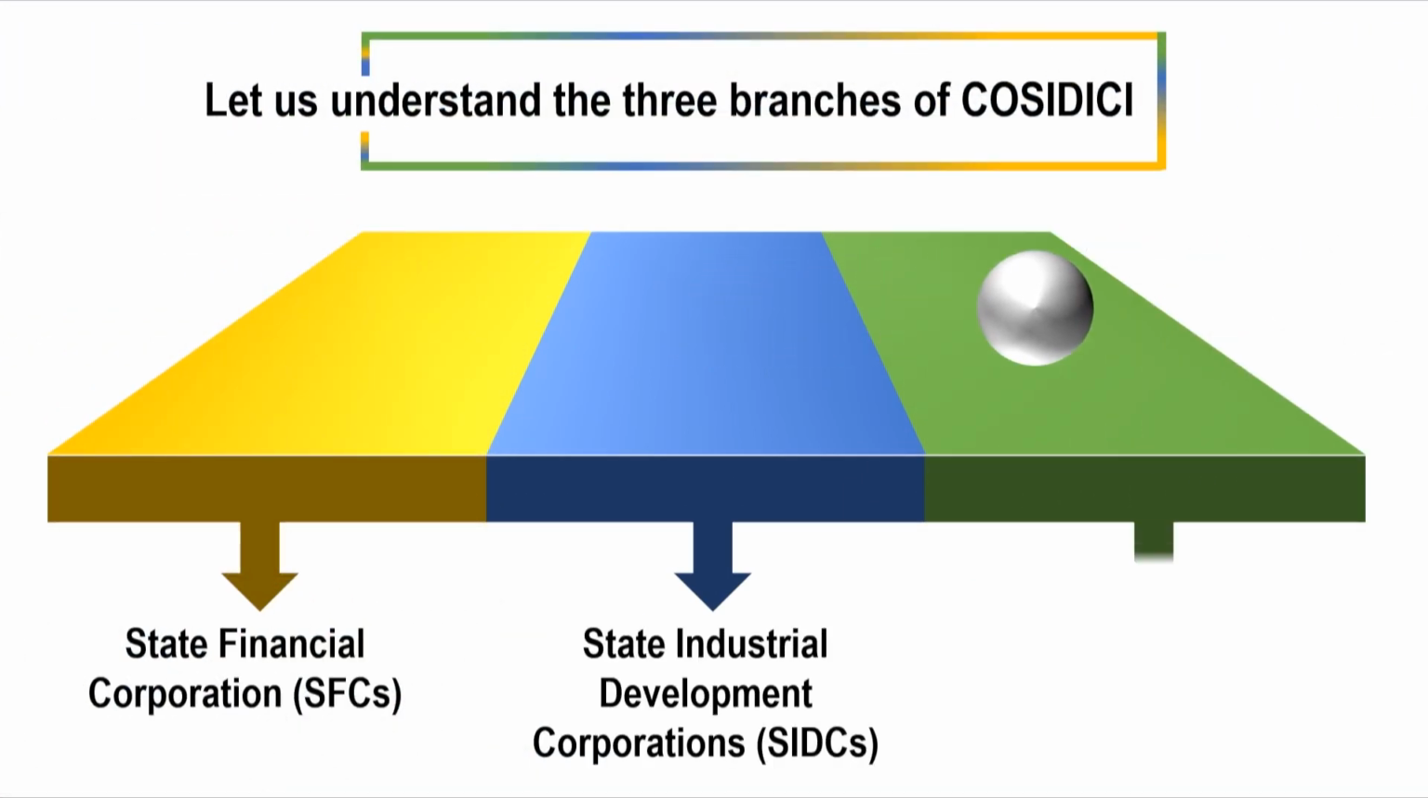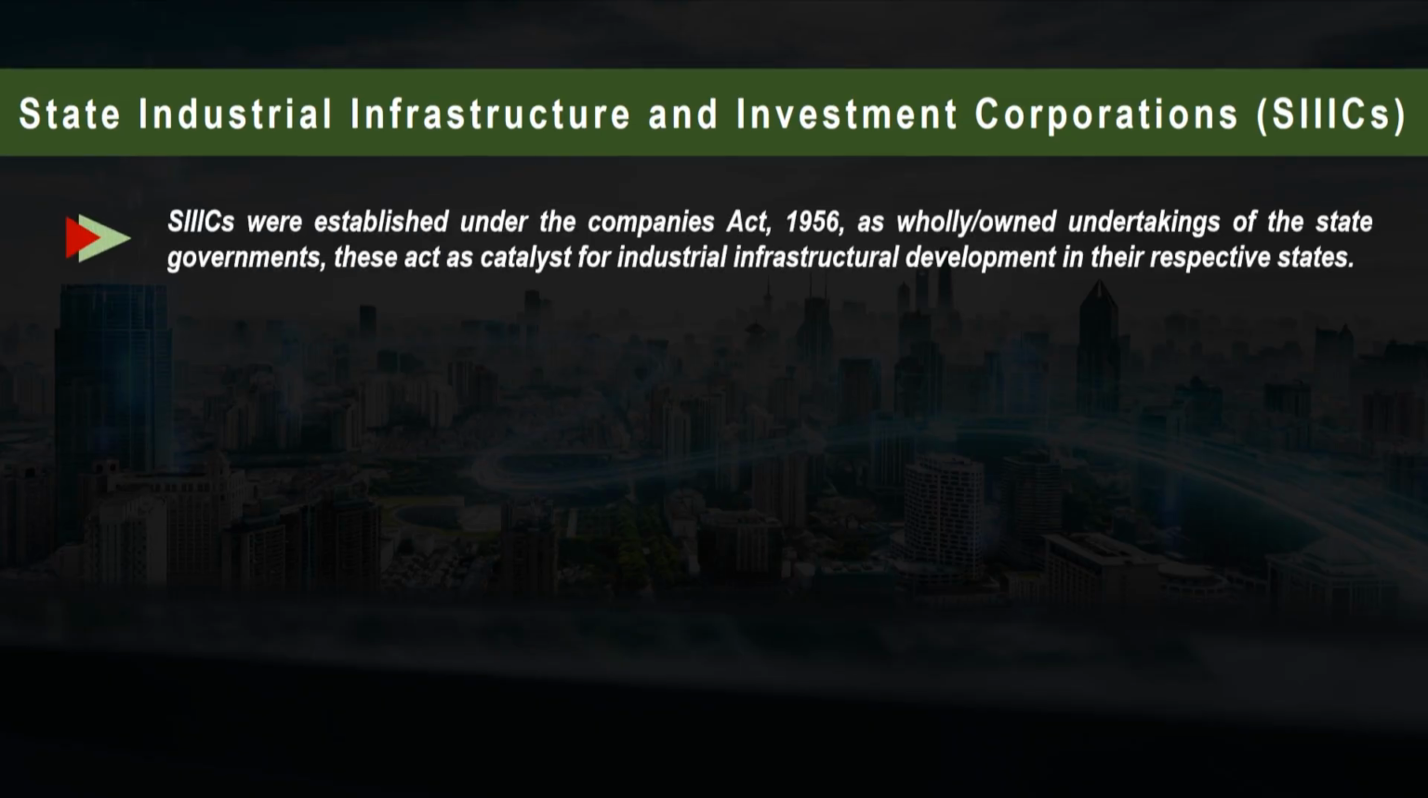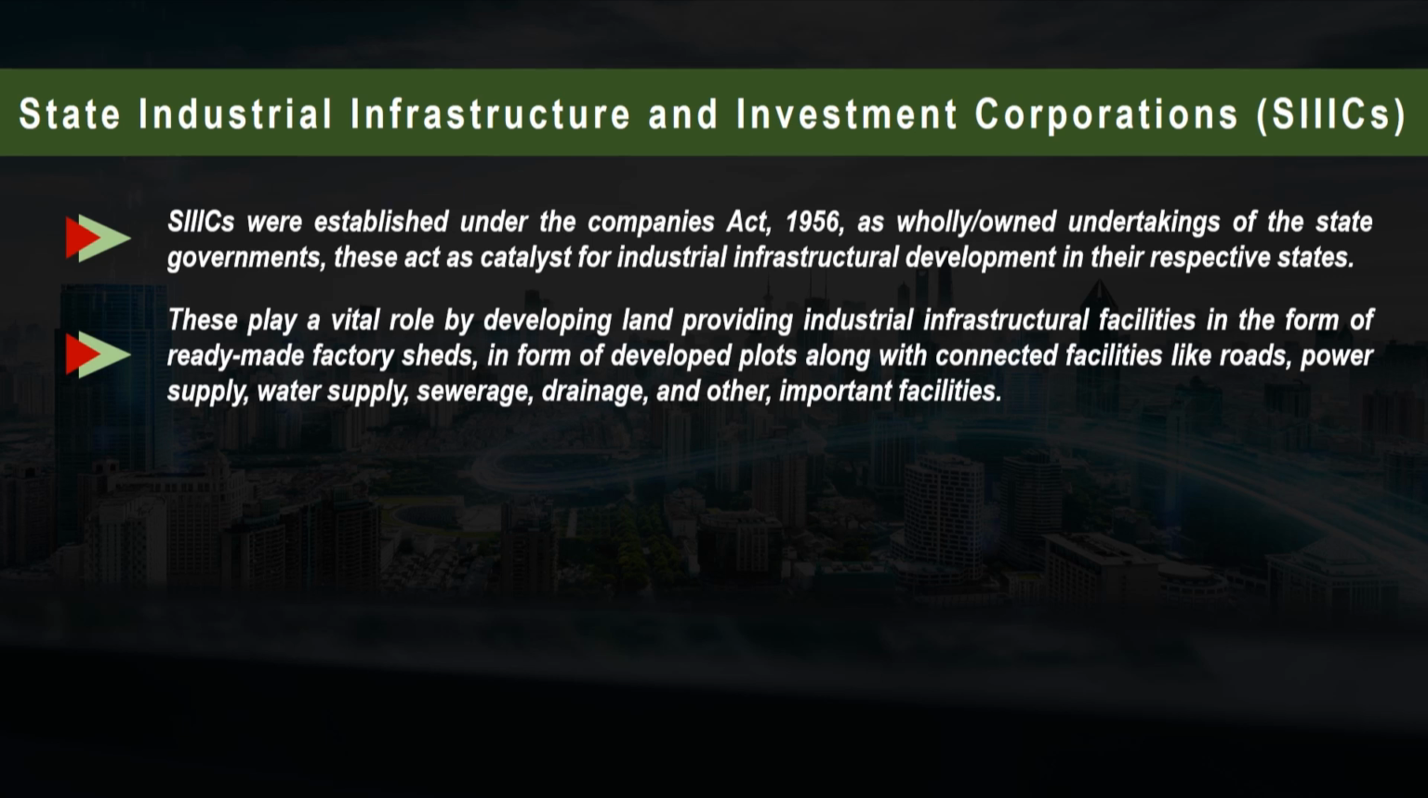The next corporation is the State Industrial Infrastructure and Investment Corporation. These were established under the Companies Act 1956 as wholly owned undertakings of the state governments. These act as a catalyst for industrial infrastructure development in the respective areas. They play a vital role by developing land and providing industrial infrastructure facilities in the form of ready-made factory sheds, and developed plots along with connected facilities like roads, power supply, water supply, sewerage, drainage and other important facilities which are required for setting up a new unit.